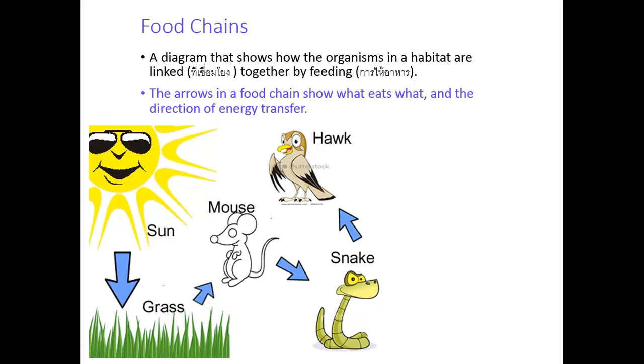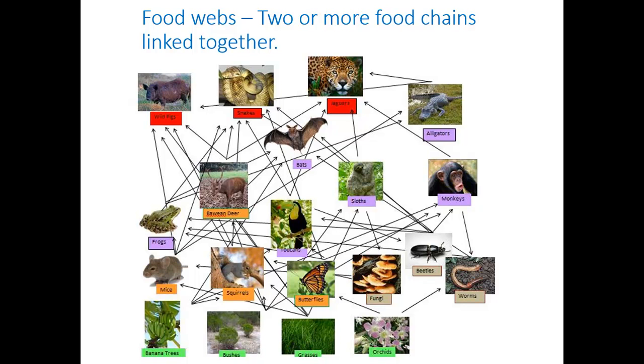So the energy comes from the sun. That light energy is trapped by the chlorophyll in the grass. The grass is a producer. And then we have a primary or a first consumer, which is the mouse, secondary consumer, the snake, and the third consumer is the hawk. So the arrows show the flow of energy, the transfer of energy.